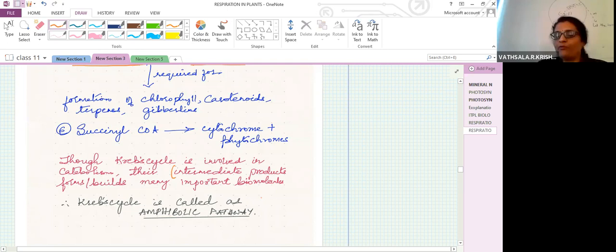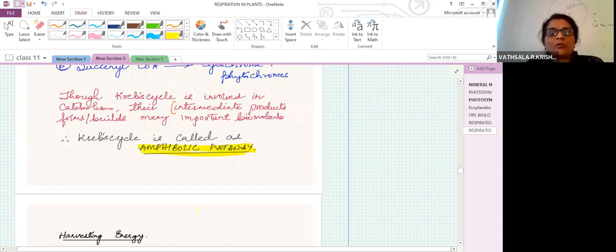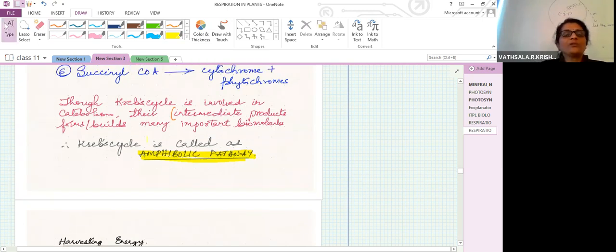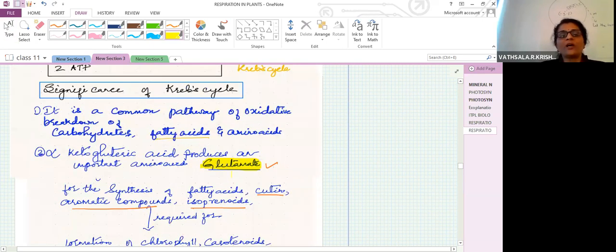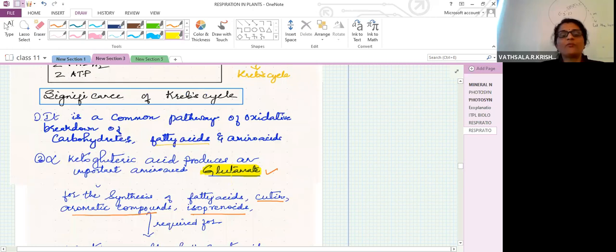Therefore, the Krebs cycle is not just a catabolic cycle, it's also amphibolic. Amphibolic means both catabolic and anabolic. So we can consider the Krebs cycle an amphibolic pathway. This is an important subjective question they would ask, so you need to cite some of these significances, and how the intermediate products are used for different building up processes.